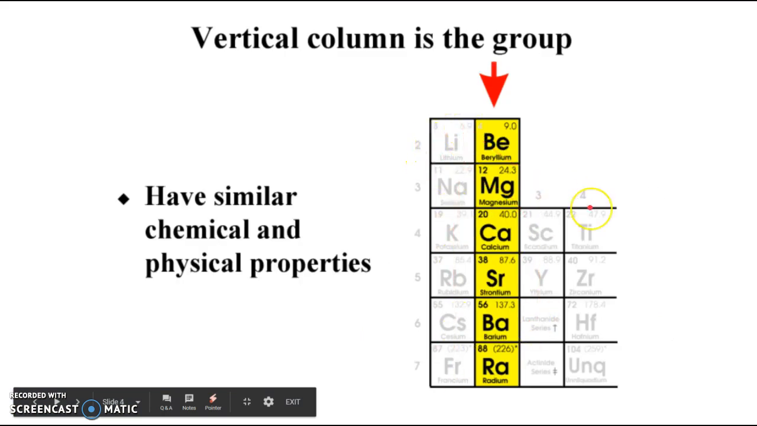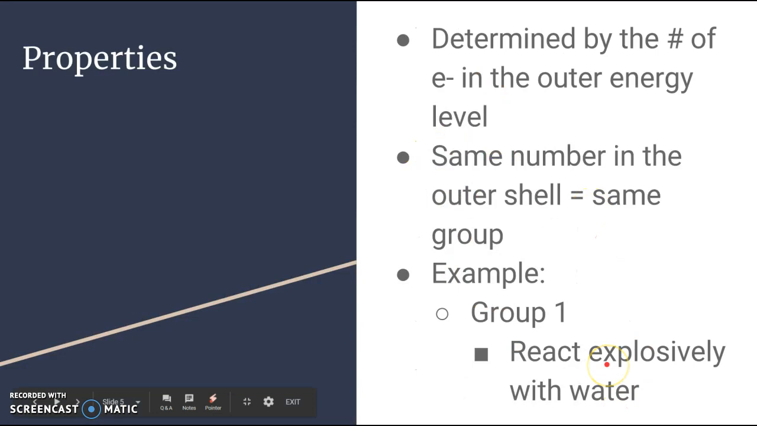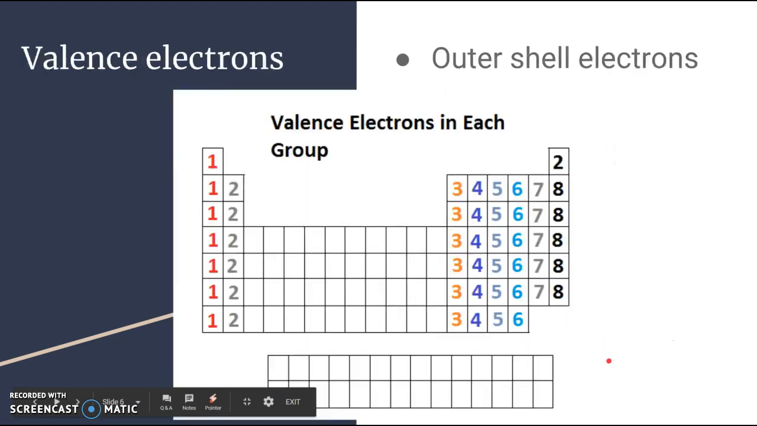So an example is group 1, which is these right here. These are alkali metals. They react explosively with water. If you've ever seen a video of someone throwing sodium into water, it explodes. It's actually really cool. So you can see this is an abbreviated version of our periodic table. This first column are alkali metals. Those all have 1 valence electron. In the second column, which is the alkaline earth metals, those all have 2. And then over here we have the boron family, carbon family, nitrogen family, oxygen family, the fluorine family, and then we have our noble gases.